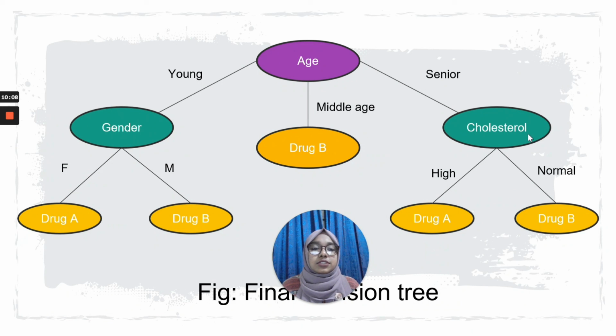So we take cholesterol, and cholesterol also has two values, high and normal. So if age is senior and his or her cholesterol is high, then he takes drug A, and if age is senior and his or her cholesterol is normal, then go to drug B. So finally this is the decision tree of this dataset.